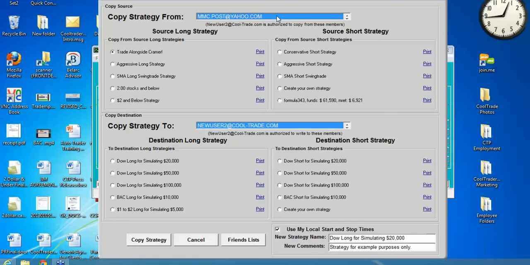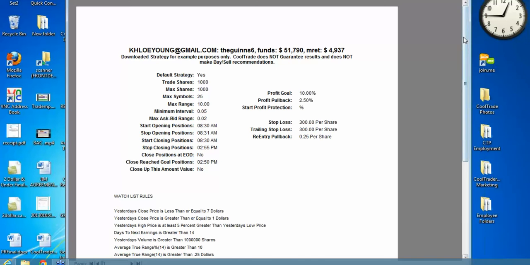So let me just show you one example. Some people are willing to share their strategies, and some people are willing to share their strategies and results. So let me see if I can find one here. This person here is willing to share his strategies and results. So he's got $51,790 allocated, and his monthly return average is $4,937.